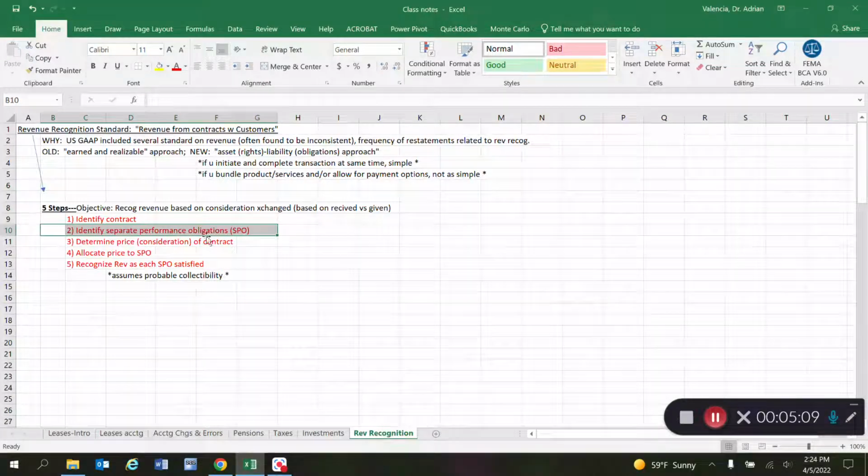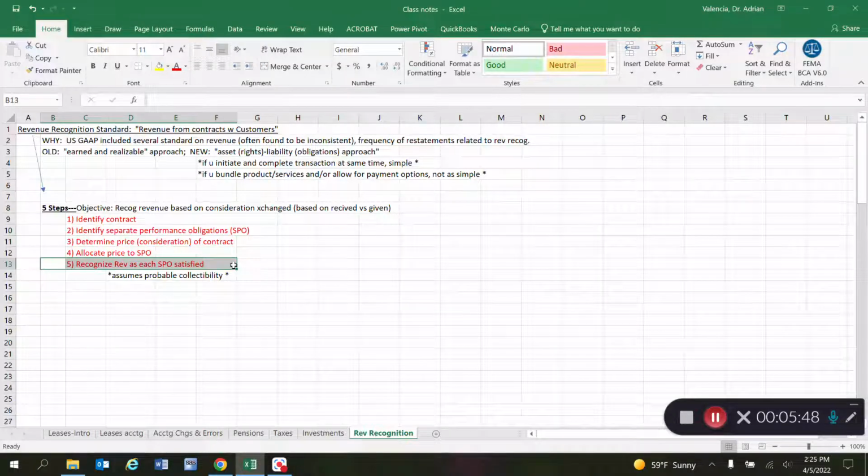Then the next thing is to determine what the price or consideration of this contract is overall. Once we determine that amount, again, based on what we receive or what we give in terms of value in the contract, then we can decide what amounts go to each SPO, each separate performance obligation. And that's step number 4, by the way, which is to allocate that price to those SPOs. And then finally, recognize the revenue as each of those SPOs, those performance obligations, are satisfied.